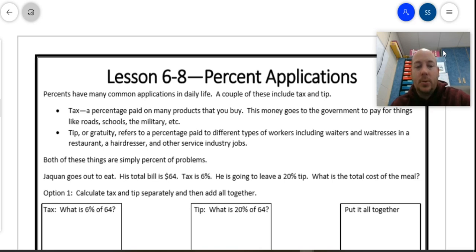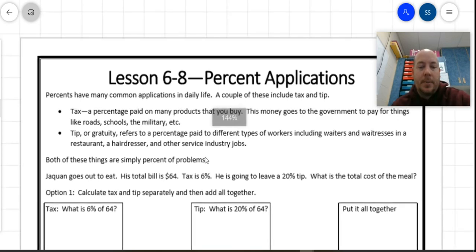Tip, or sometimes called gratuity, refers to a percentage paid to different types of workers. Waiters and waitresses, for example, it's very common to provide a tip. Hairdressers, other types of service industry jobs. Okay, both these things are just simple percent problems.